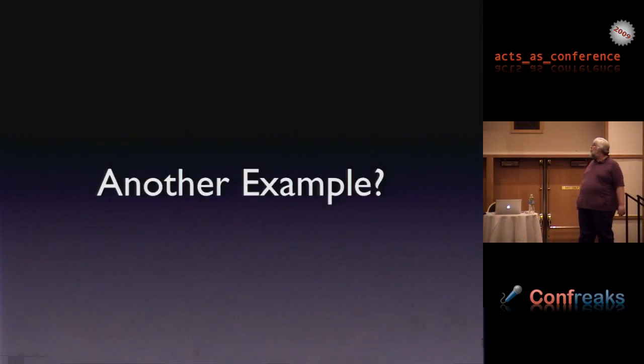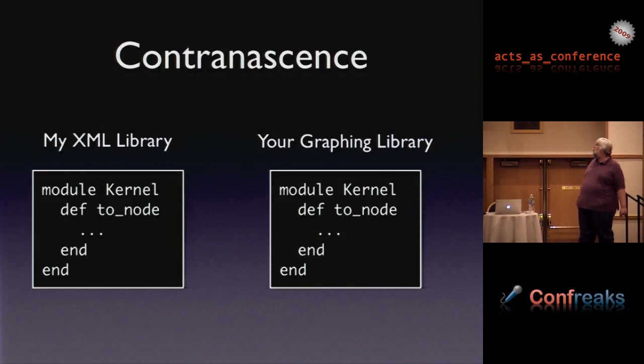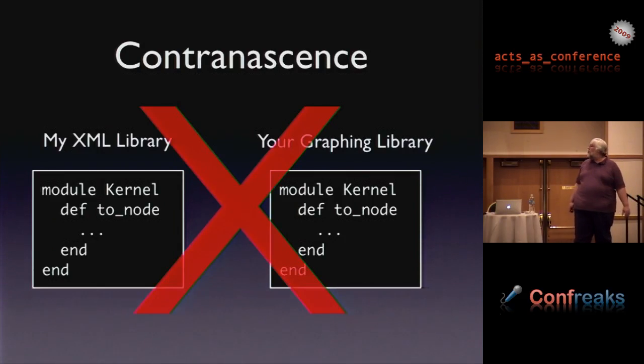Okay, another example of contranascence. Suppose I decide that I want to convert some arbitrary object to XML. Oh, excuse me, to a node. In my XML library, I want to be able to convert it to a node. Now, this is kind of a silly example, but this actually does happen in practice. So I go into Kernel and I create a to_node in there. You go into Kernel and you want to do the same thing. We have contranascence between the method names that we put in global objects.